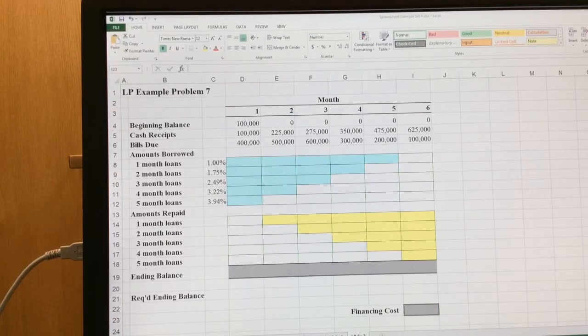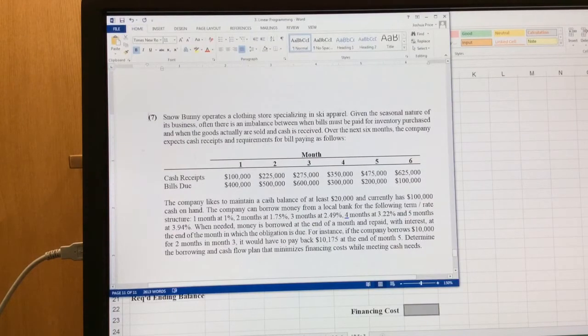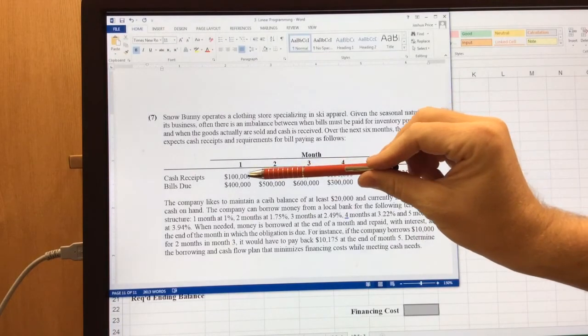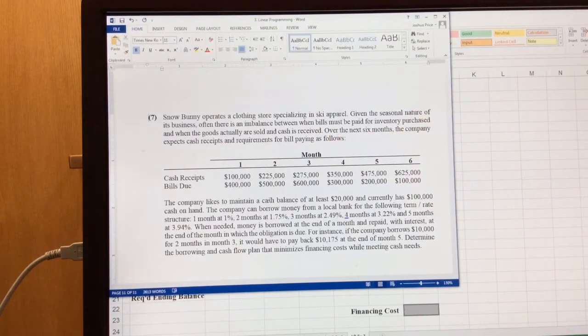All right, we're looking at linear program example number 7. So here we have the linear programming question that we're given. The issue with this business plan is we're looking over a 6-month time frame. At the beginning of the months, they have little income.